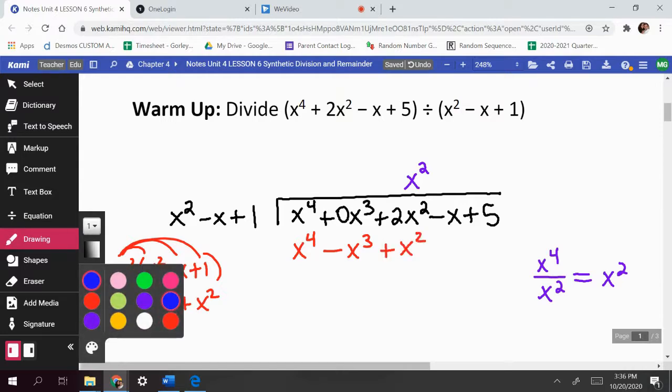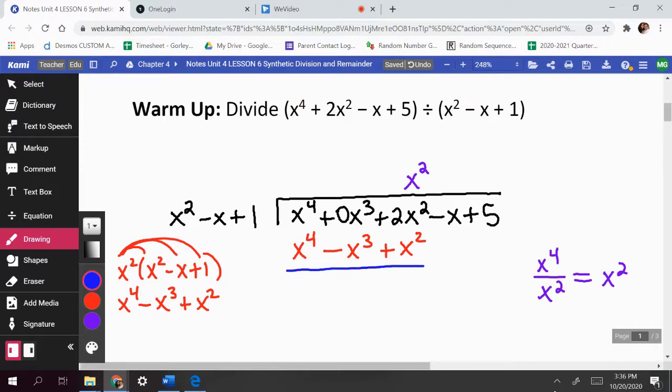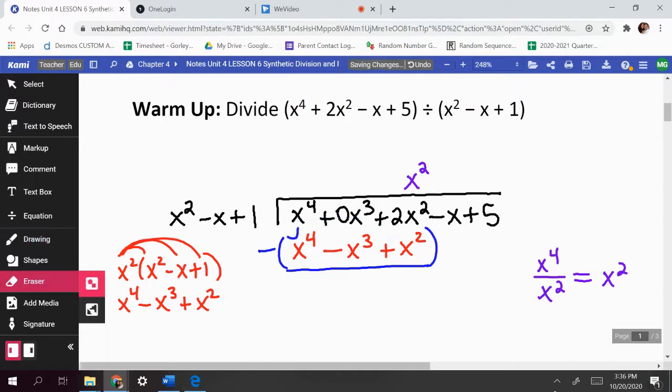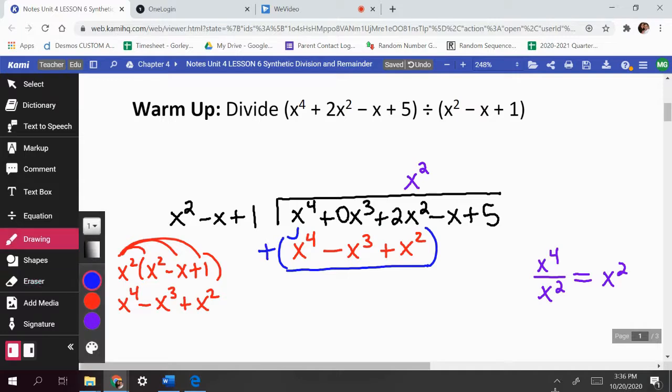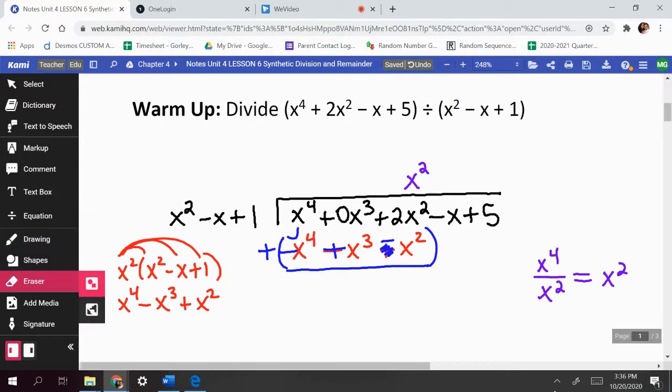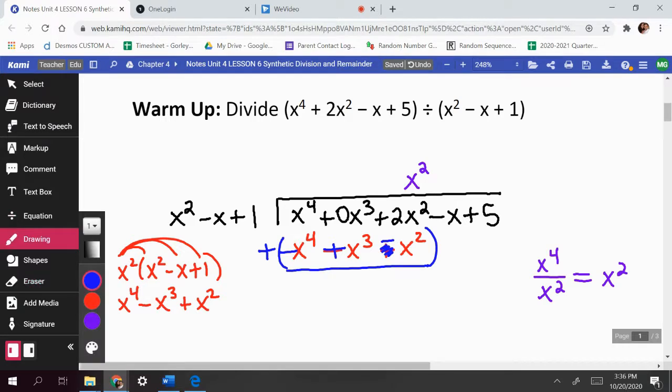Alrighty. When I draw the line, what do I have to do? Change all the signs, right? It's divide, multiply, and subtract. When I subtract and I distribute that negative sign through to all of these terms, the sign is going to change. So this is going to become plus, this is going to become minus, this is going to become plus, this is going to become minus. Okay, so we have x to the fourth minus x to the fourth. That goes away. 0x cubed plus 1x cubed is going to be x cubed. 2x squared minus x squared is just plus x squared.